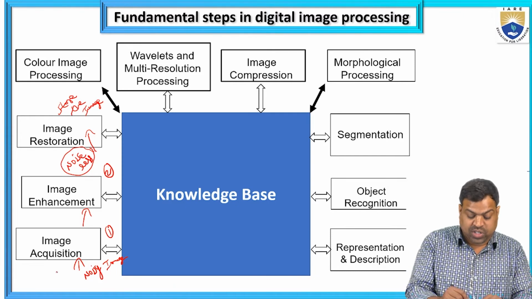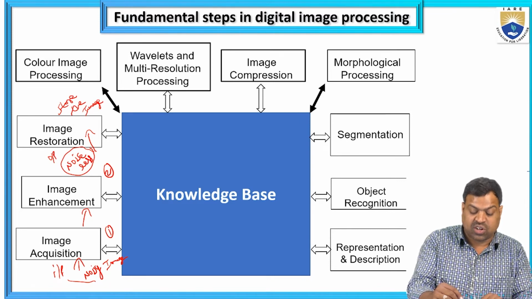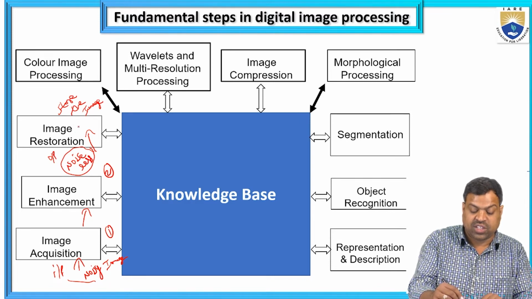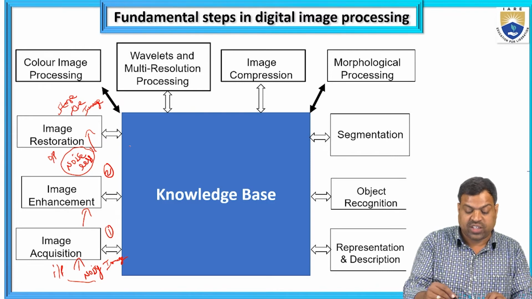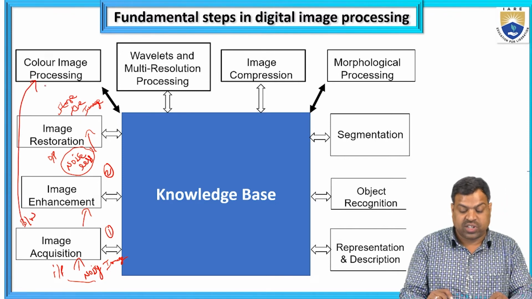So what is the input here? Input is a noisy image. What is the output here? Noiseless image is the output. So this output is stored in image restoration. Okay, that is clear. Suppose my image enhancement input is a black and white image, and I want to convert it to color. Is it possible? Yes, it is possible.